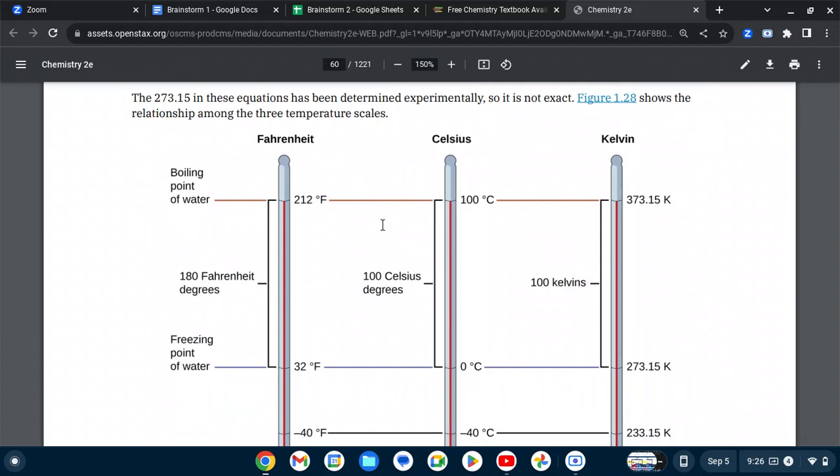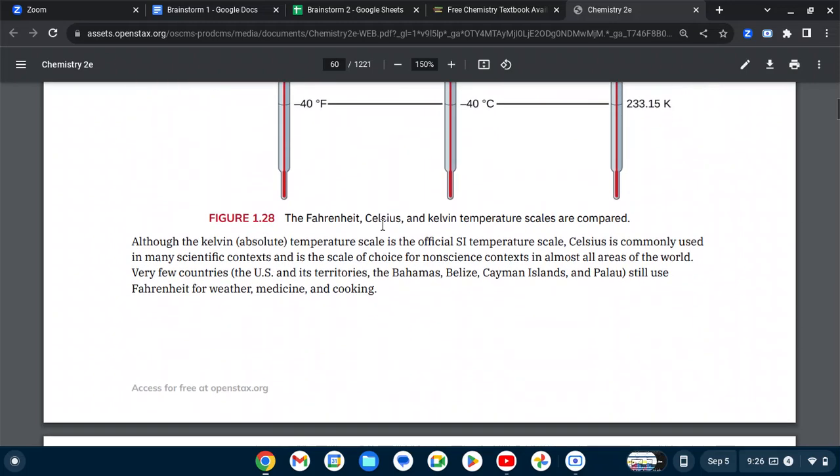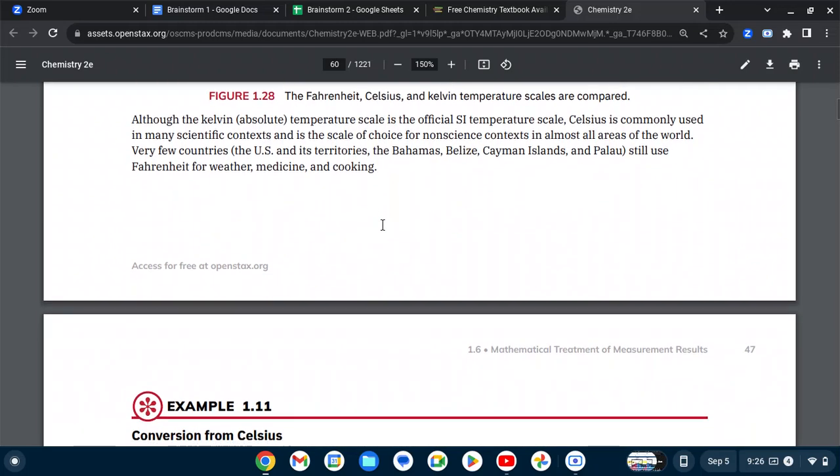Figure 1.28 shows the relationship among the three temperature scales. Although the Kelvin temperature scale is the official SI temperature scale, Celsius is commonly used in many scientific contexts and is the scale of choice for non-science contexts in almost all areas of the world. Very few countries still use Fahrenheit for weather, medicine, and cooking.